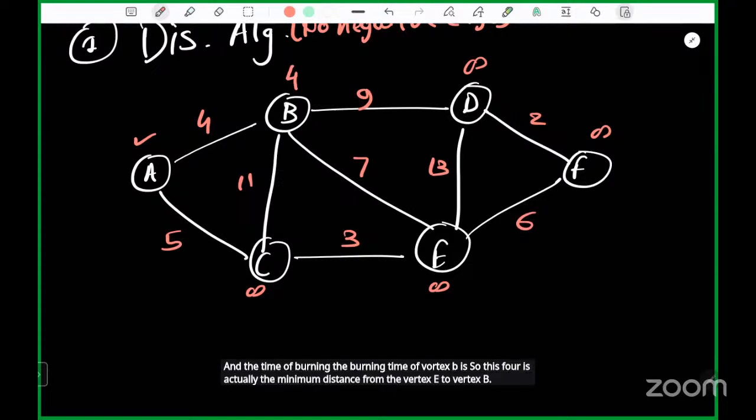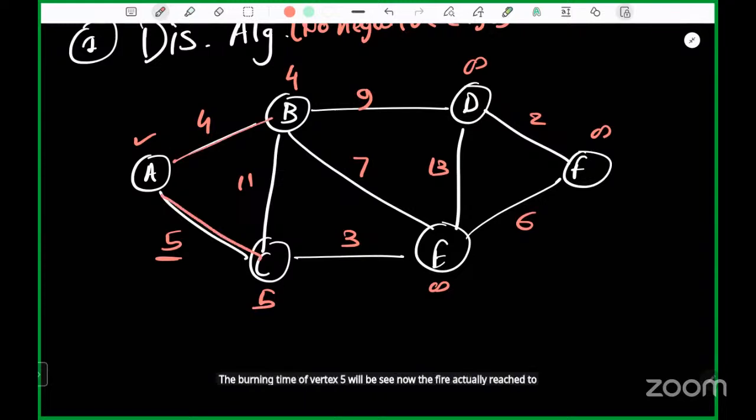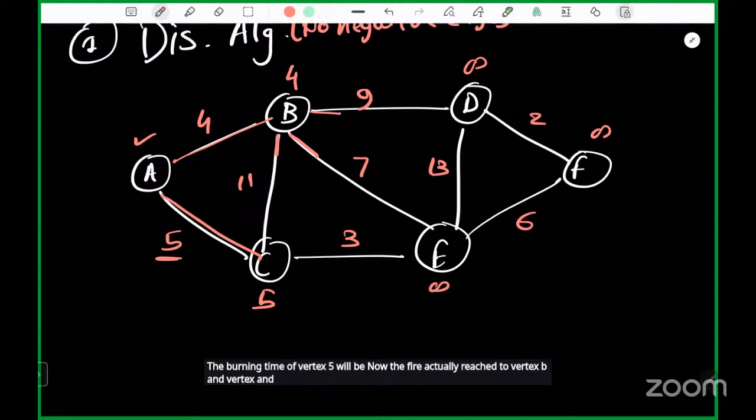Now suppose the fire reaches B, and what will be the next burning vertex? C. Because at 5 minutes, C will burn. So the burning time of vertex C will be 5. Now the fire has actually reached vertex B and vertex C, and it has gone 1 minute ahead from vertex C. Now what will be the next vertex which can burn?